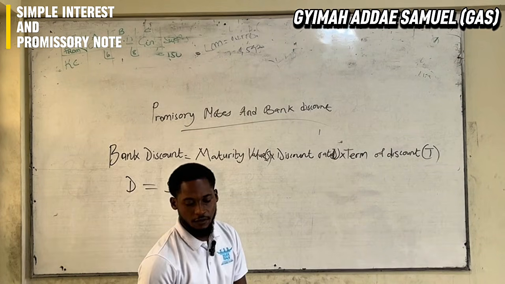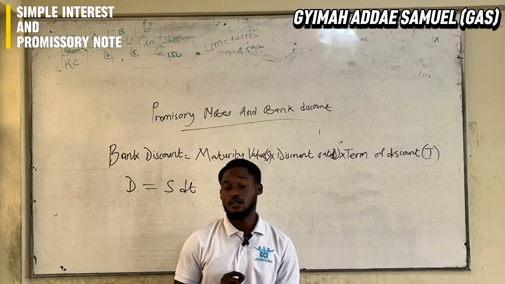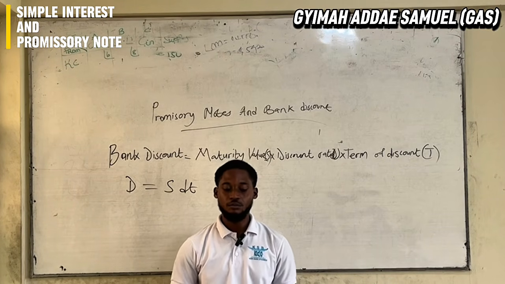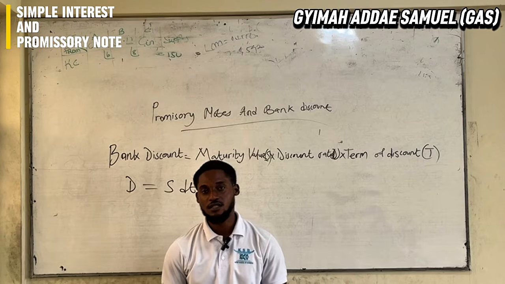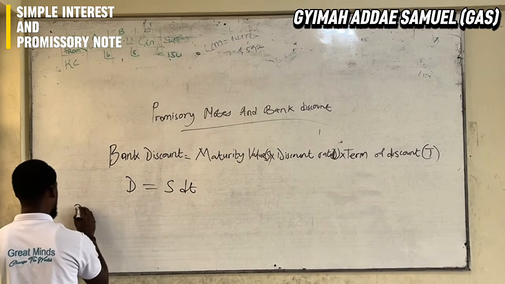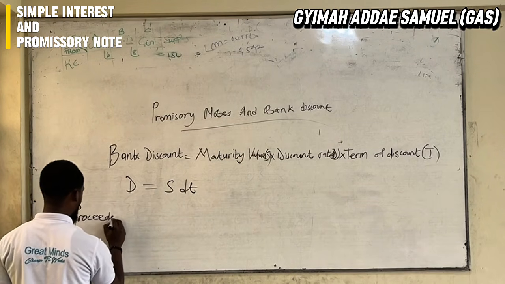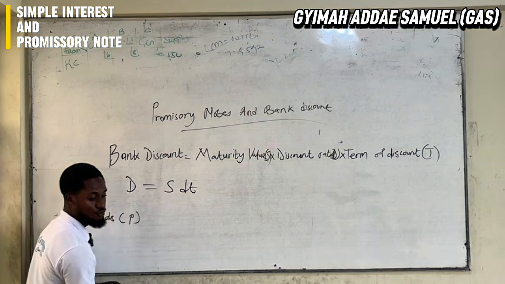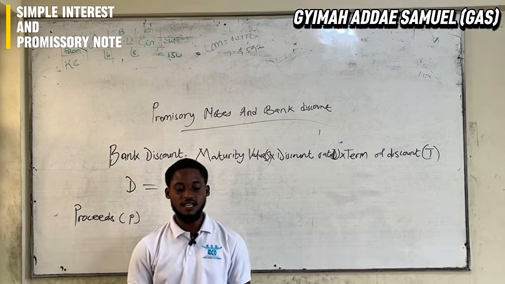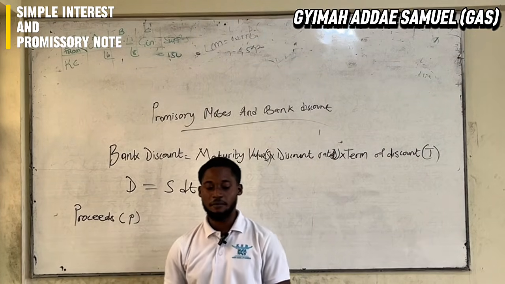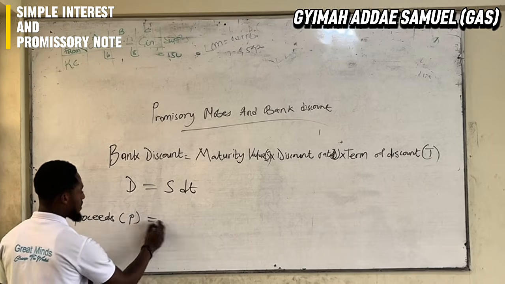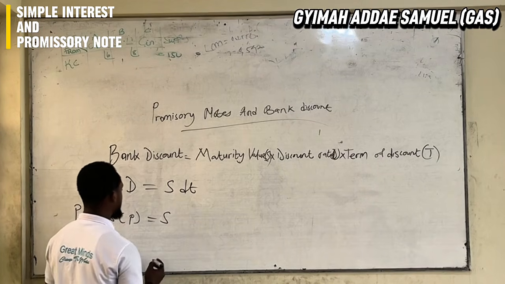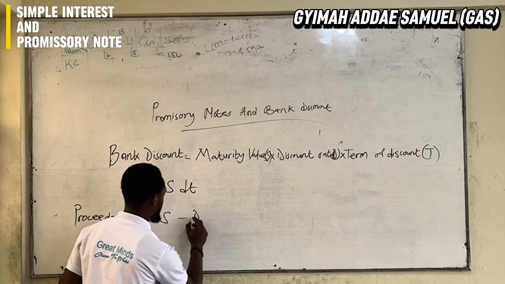The money received for the discounted note is called the proceeds, which is represented by small c. The proceeds is obtained by deducting the bank discount from the maturity value.